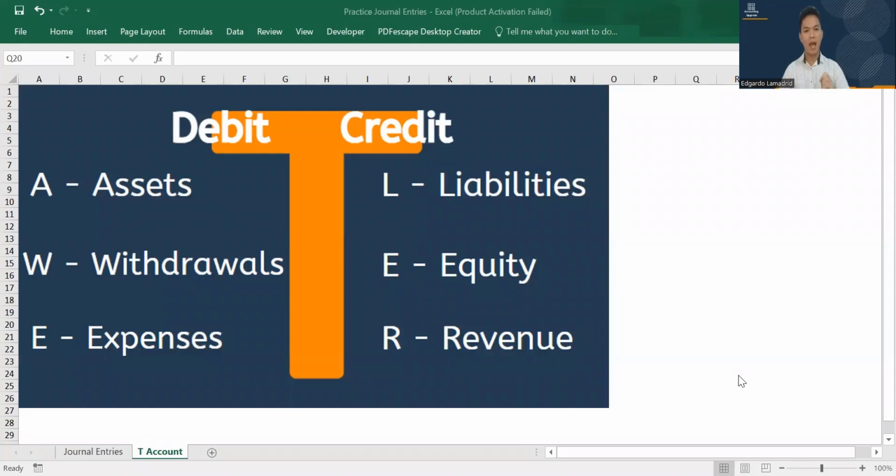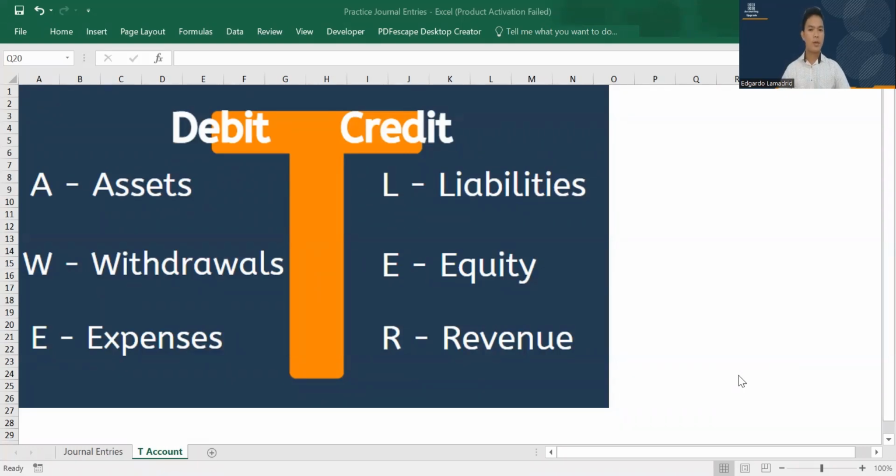So let me share to you again our secret formula for understanding how debits and credits are made. For assets, withdrawals, and expenses, these accounts are increased by debit, while the liabilities, equity, and revenue accounts are increased by credit. So on this T account, we can see that AWE and LER is the secret formula.